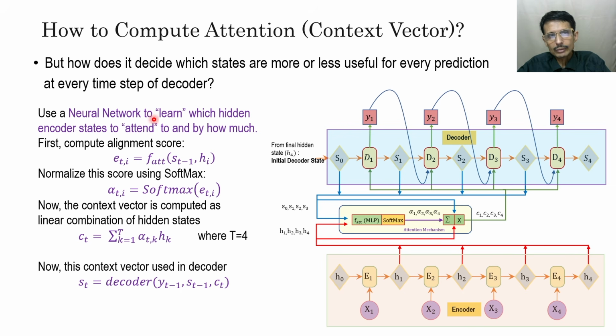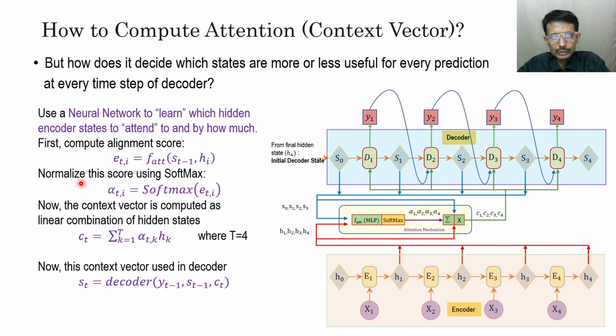Now, use a neural network to learn which hidden encoder state to attend to and by how much. Okay. So first, compute the alignment score. So what is the alignment score? This is basically a kind of f of attention. Okay. So this is a kind of function. It takes s of t minus 1 and h i. This is called the alignment score, e of t, i. Okay. So this is called the alignment score.